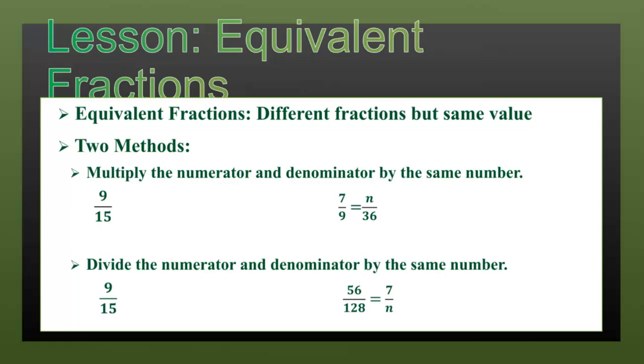So here we're going to multiply the numerator and denominator by the same number. So if I want to write an equivalent fraction, if I multiply this top by 2/2, I'm now left with 18 over 30. And 18 over 30 would still give me 9/15.